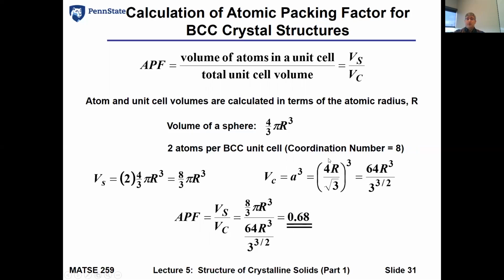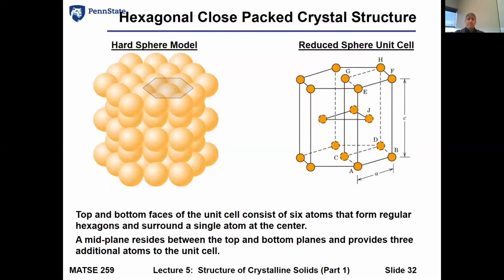We see a much lower coordination number. We see fewer atoms per unit cell. So atoms in a BCC crystal structure just are not packed as closely as they are in an FCC crystal structure. It's going to give us differences in densities and different components like that.